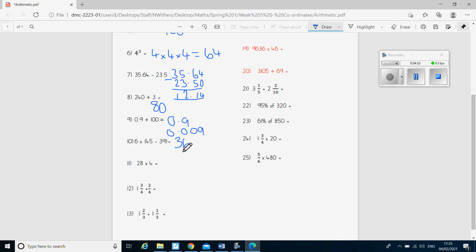Question 11, again another short multiplication question, and the answer we're looking for here was 112.